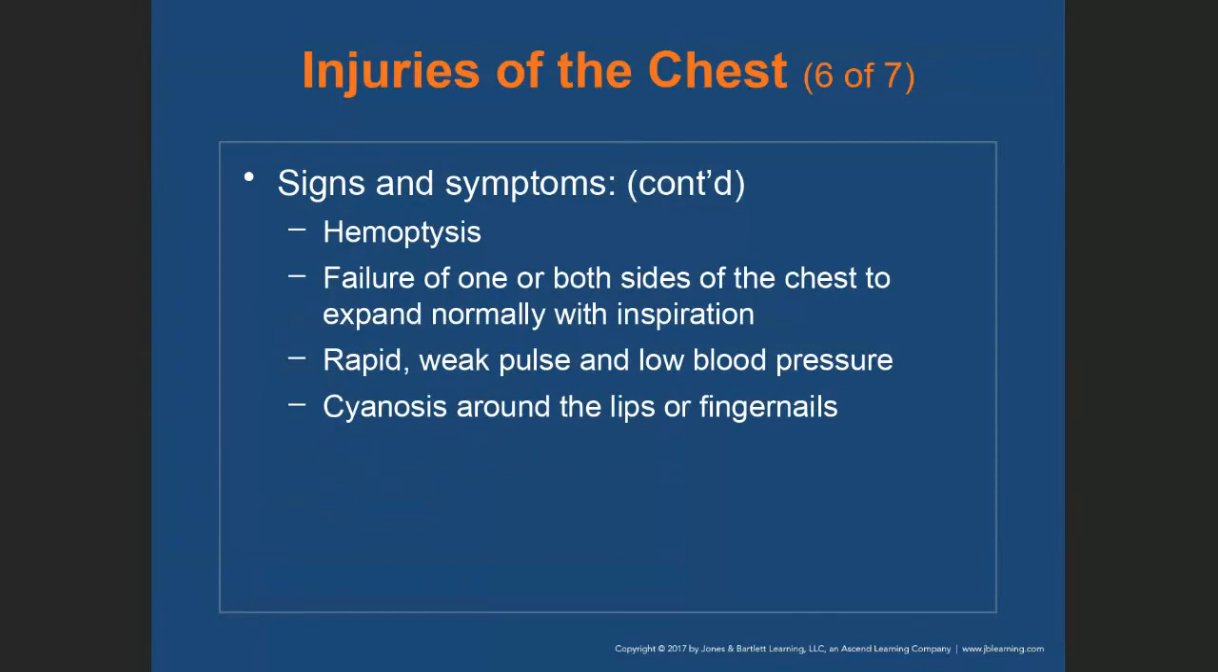They will present with hemoptysis. If they are coughing up blood, that's hemoptysis. If they're coughing up blood, it's coming from the lungs. If they're vomiting up blood, it's coming from the intestines.